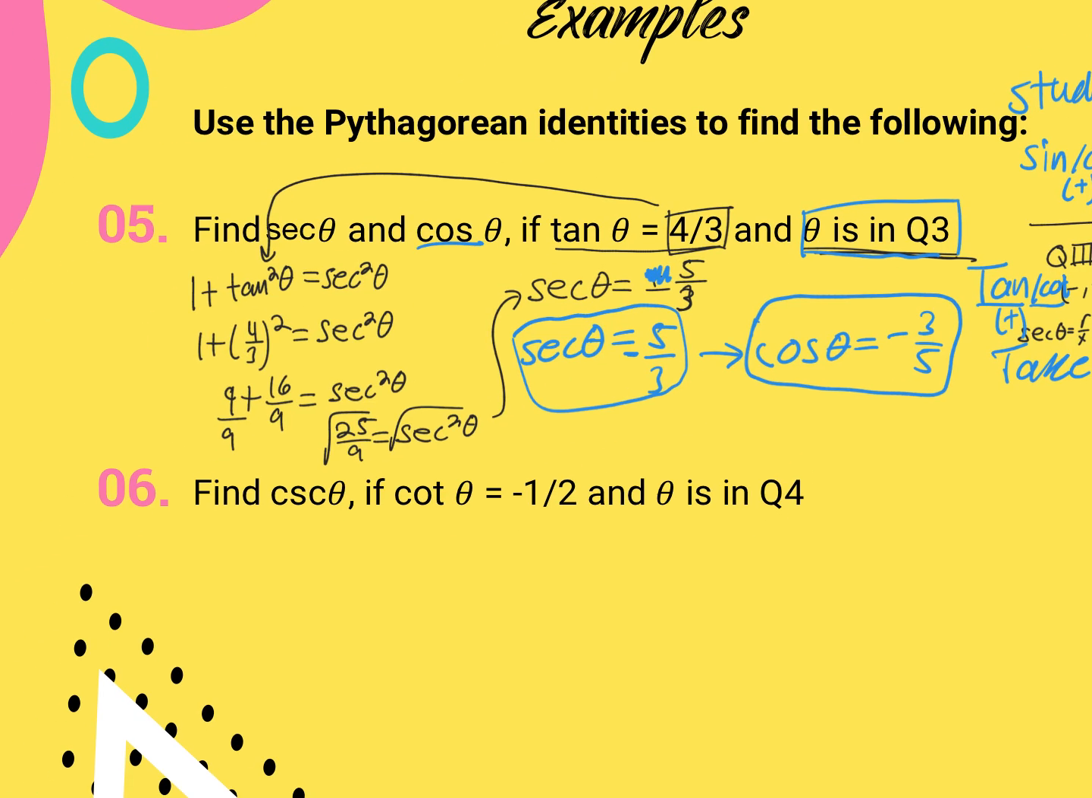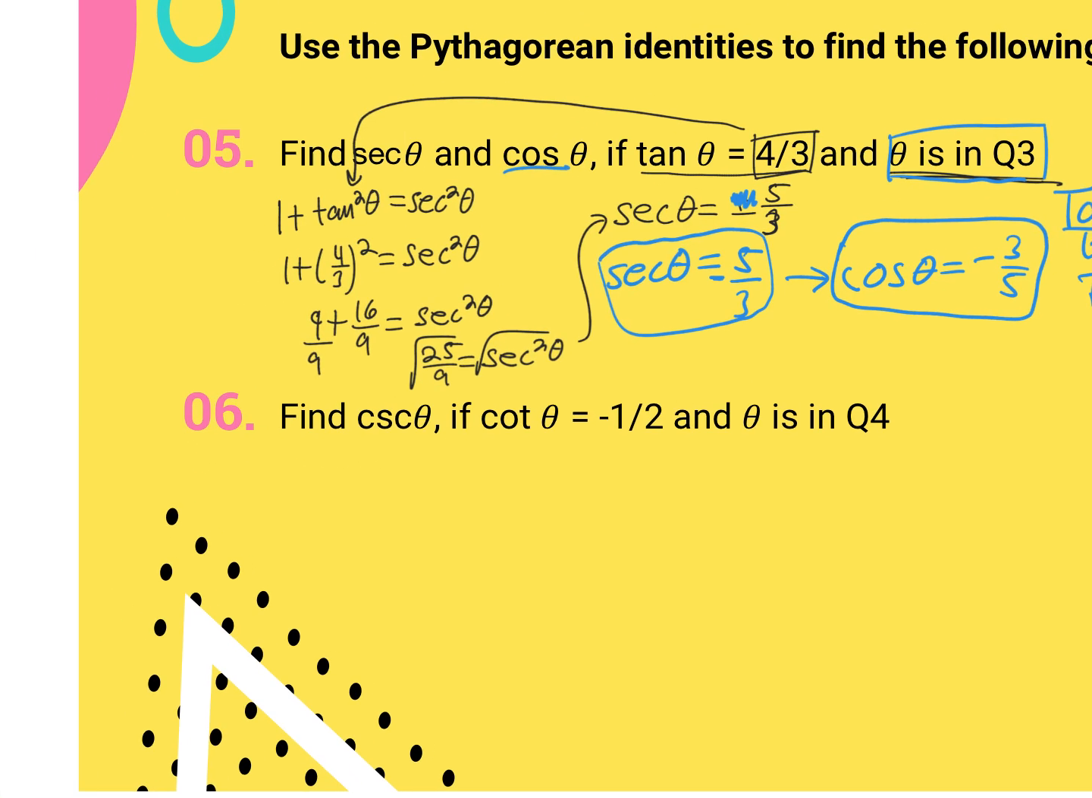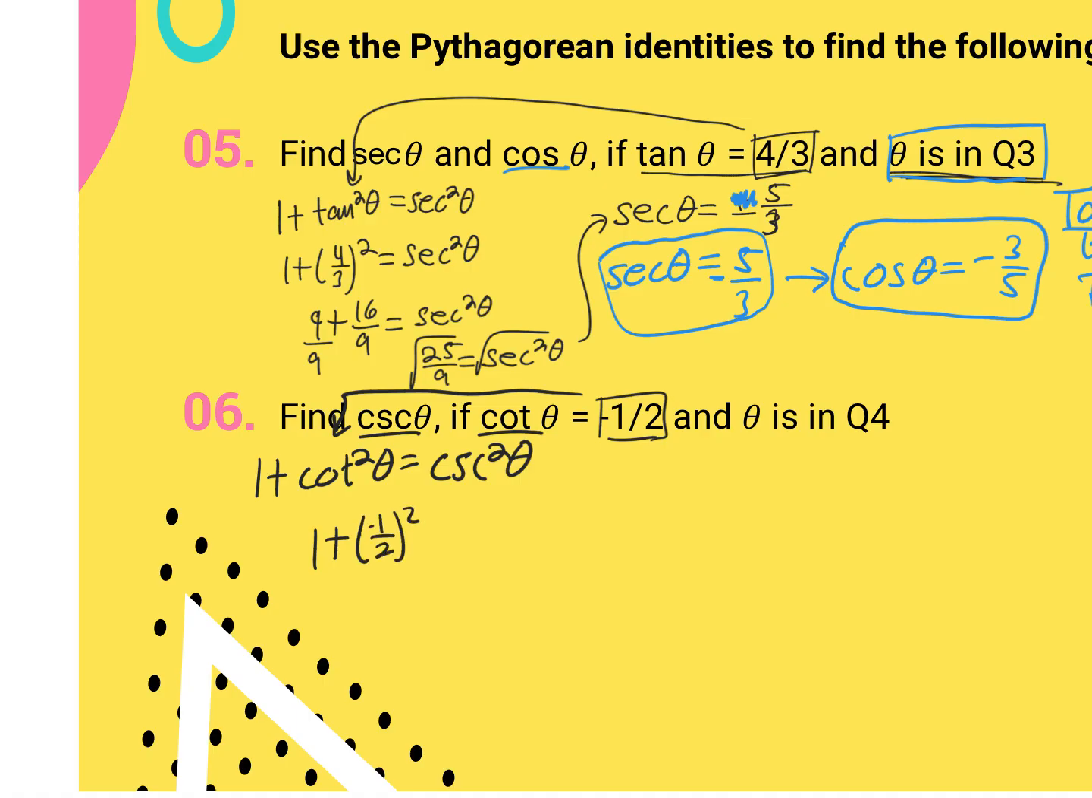It's kind of a lot, but I'll show you the next one. It's going to be a little bit smoother. All right, let's try the same thing. We're asked to find cosecant if cotangent is negative 1/2. Ask yourself, is there an identity that relates cotangent with cosecant? And there is. We have 1 plus cotangent squared theta is cosecant squared theta. So let's plug in the negative 1/2 for this cotangent. We get 1 plus negative 1/2 squared equals cosecant squared theta.